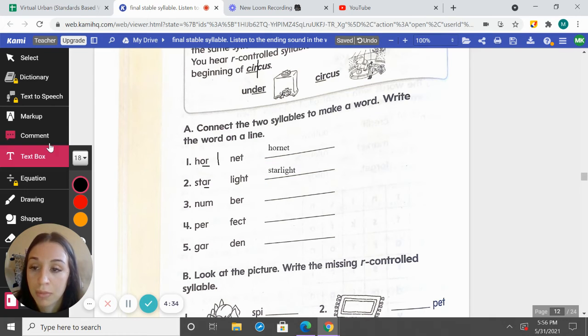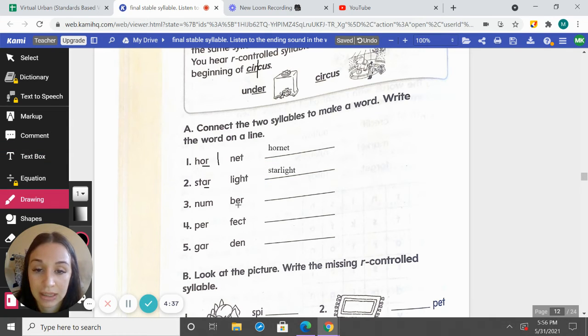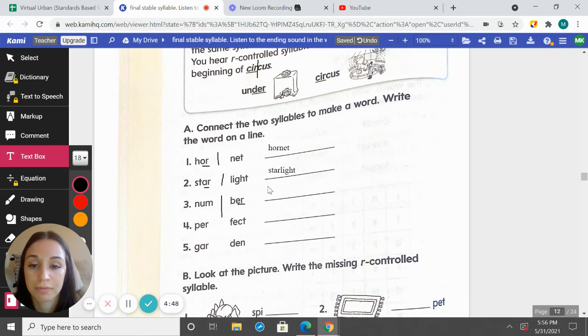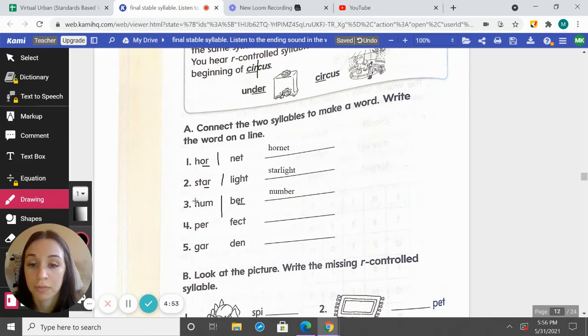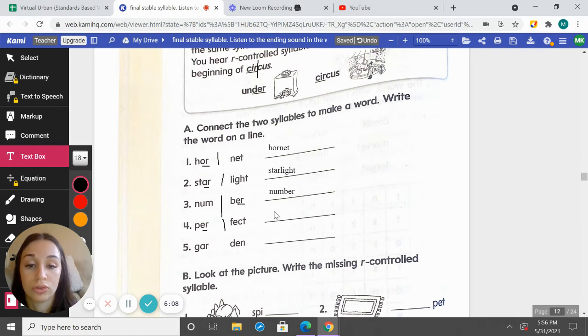Number. So you see we have that ER here, right? Number. Put it together. But we have our R-controlled syllable right here. That ER makes that sound. Number 4, perfect. Well, if we put those together, perfect. But we see this ER right here, that's our R-controlled syllable.